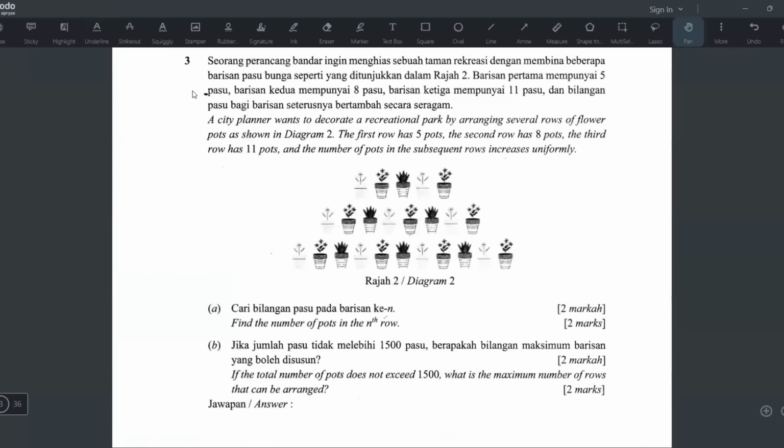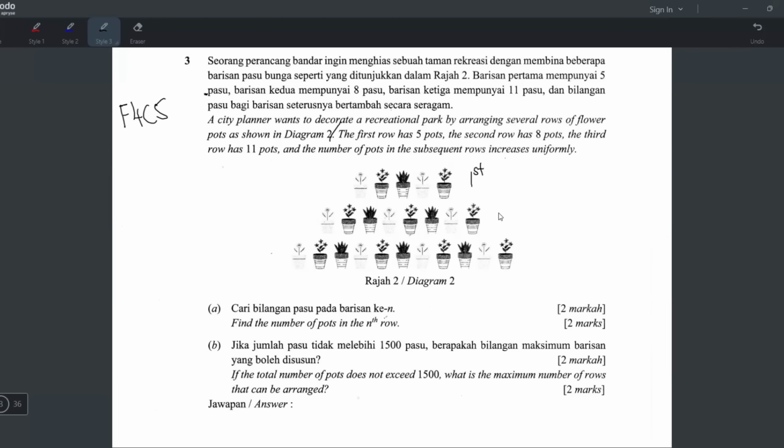Okay, number 3. So let's read the question and see which chapter first. Okay, I think it's progression. Yeah, nth row, right? Okay, so Form 4, chapter 5, progressions. A city planner wants to decorate a park by arranging several rows of flower pots as shown in diagram 2. So you have row 1, row 2, row 3. Okay, the first row has 5 pots. Oh, this one is the first row. Okay, so this one is the first row. Then this must be the second. This must be the third.